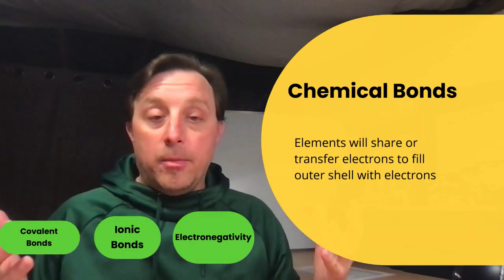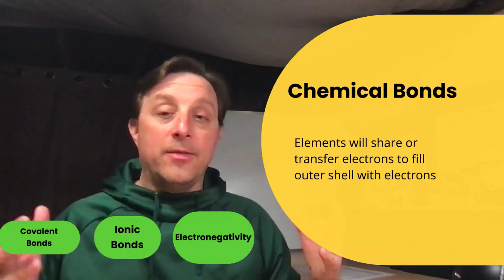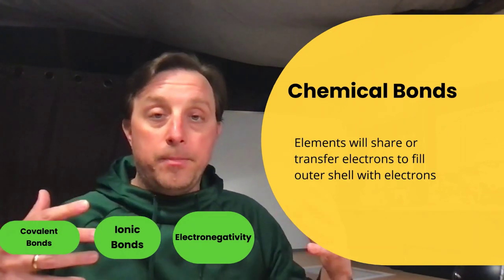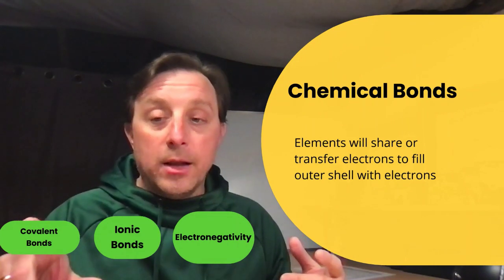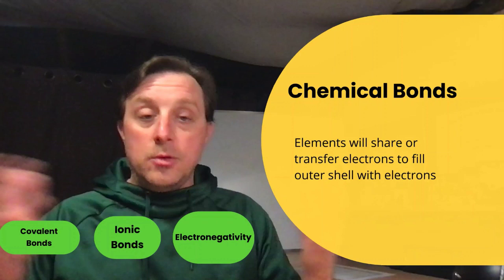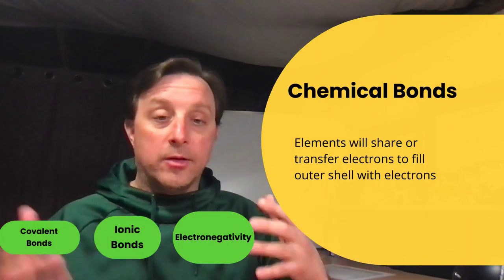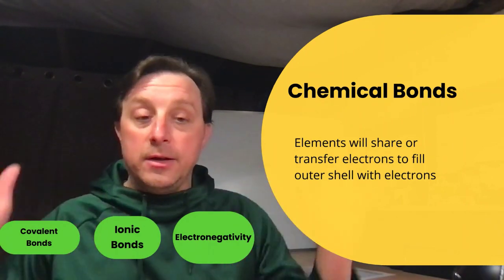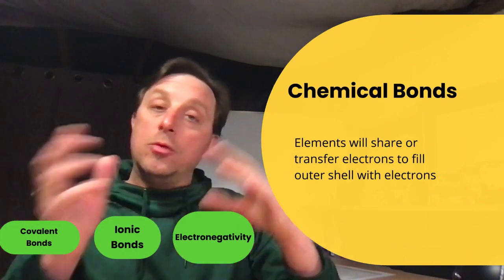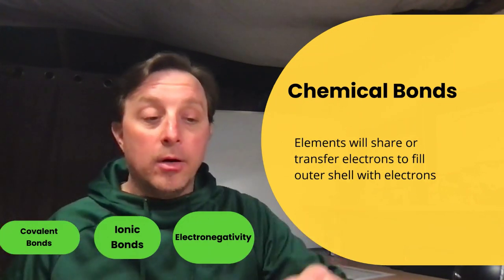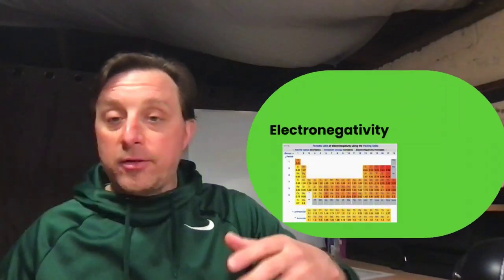And when we look at chemical bonds, we can identify 2 major types that we would see in biological molecules. Those are covalent bonds and ionic bonds. The difference between these has to do with what happens to the electrons. Are the electrons shared between the 2 atoms, or are they completely transferred from one atom to another? What determines that behavior is something called the electronegativity of the element.